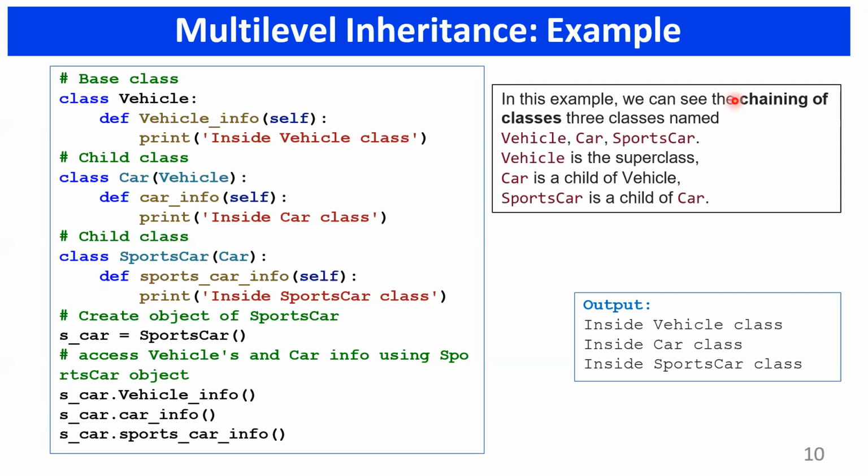So in this example, we can see the chaining of the classes where there are three classes named vehicle, car, and sports car. In this case, vehicle is the superclass and car is the child of the vehicle class, and so sports car is a child class of car. And we can see the respective invocation of vehicle_info, car_info, and sports_car_info, and the respective print statements that are defined within the methods.